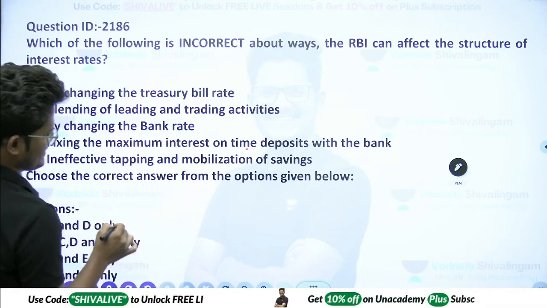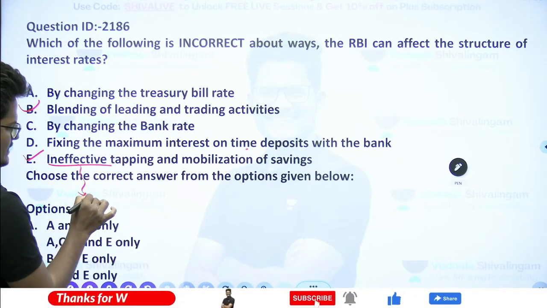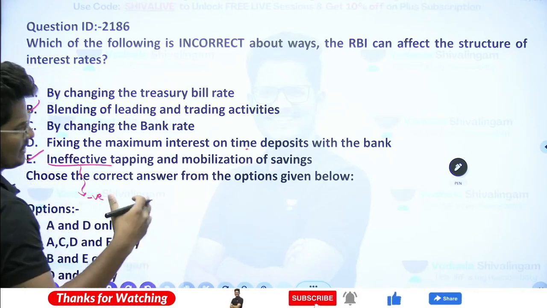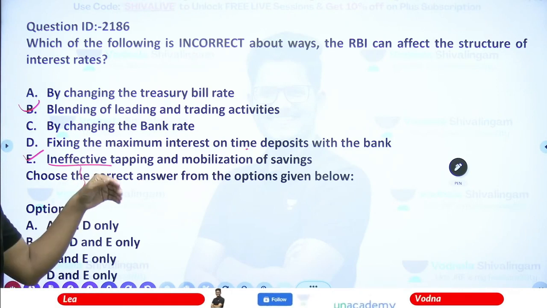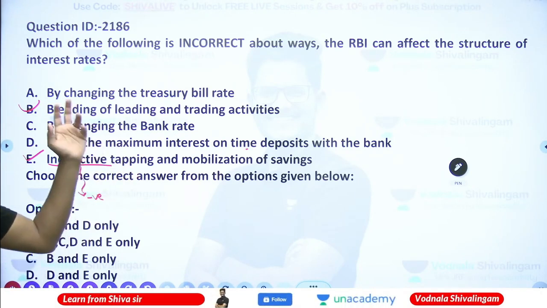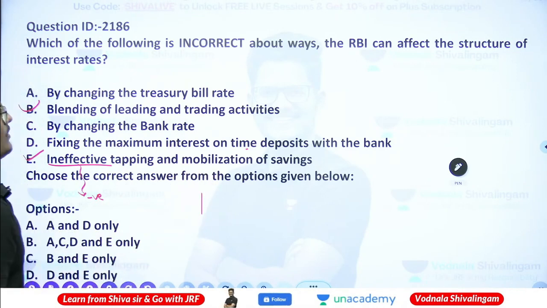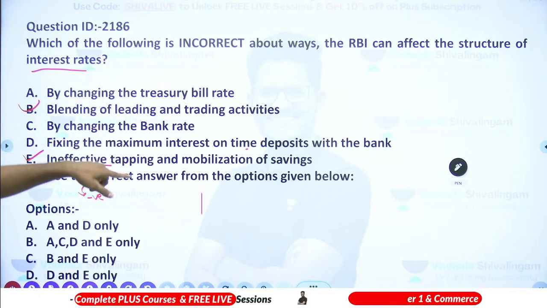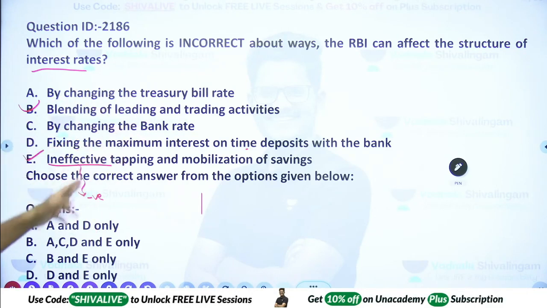Ineffective tapping and mobilization of the savings. Ineffective is a negative word. Tapping and mobilization means the bank will procure more and more money in the form of deposits, and if you are not properly utilizing it, that will impact the interest rate, because we should take the deposit and give a loan, and from that interest only we will be earning. That is income for the banking business, and that interest rate can be impacted if you are not utilizing the savings properly. But this is not the way where RBI can intervene.